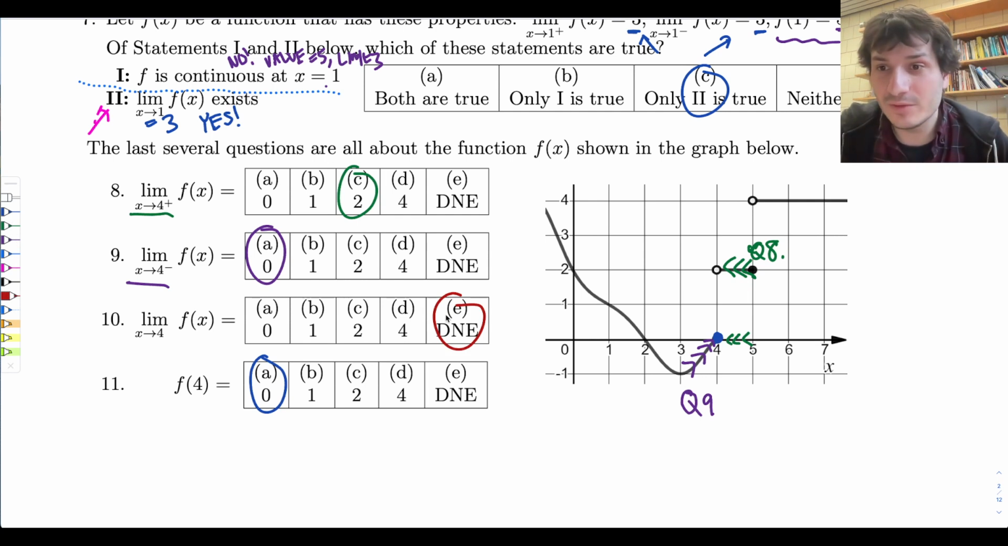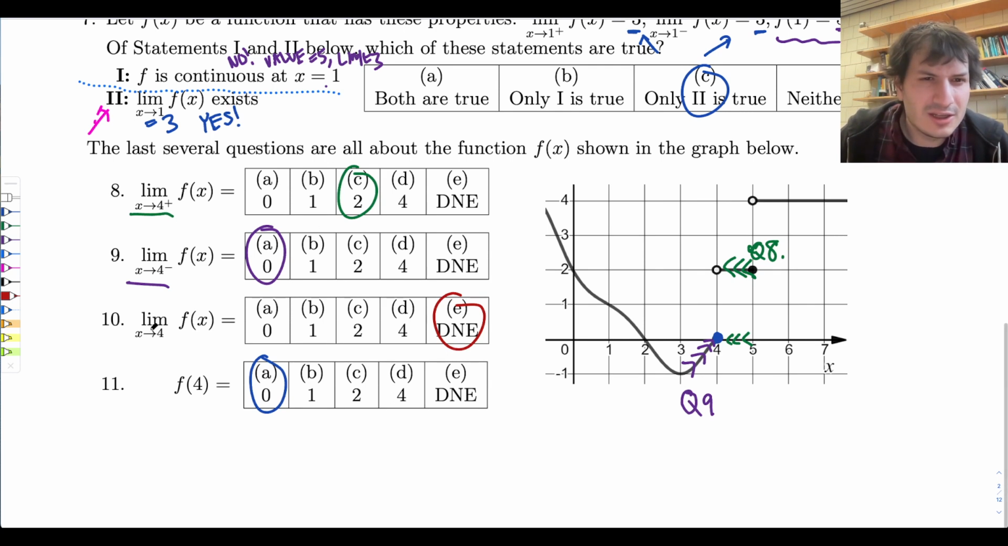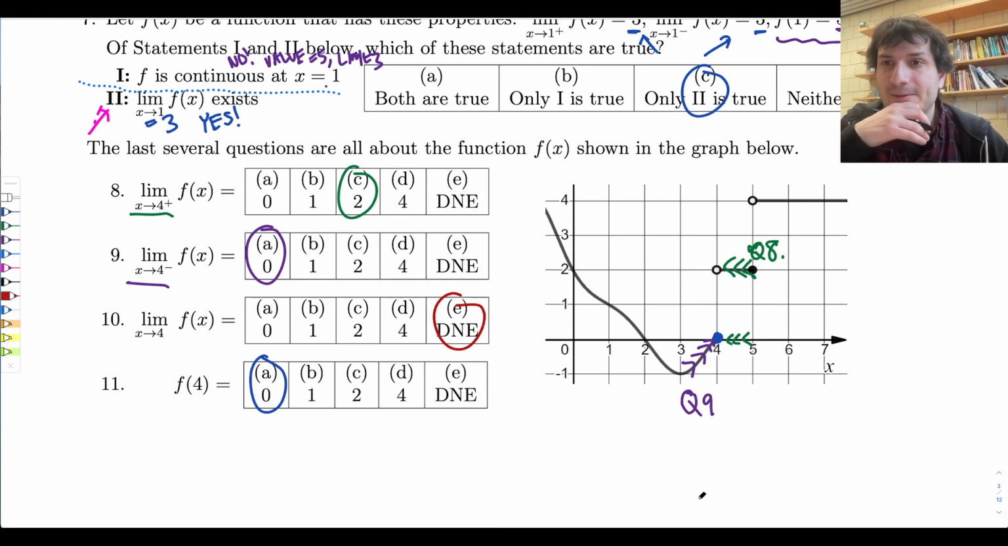And that is it for the multiple choice. So overall, pretty well done. Around, I think, a little bit less than 70% average overall on this multiple choice. Yeah, and people did pretty well on these.